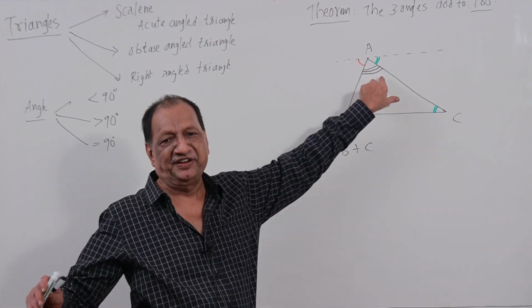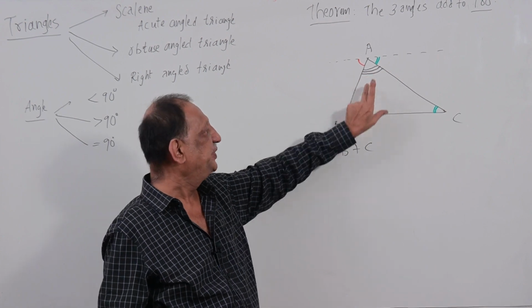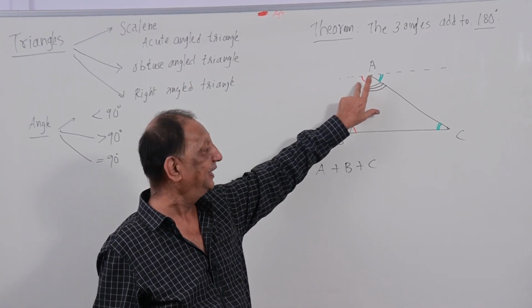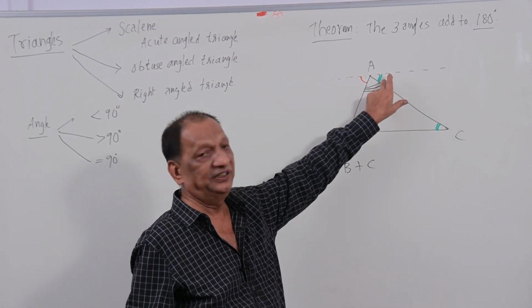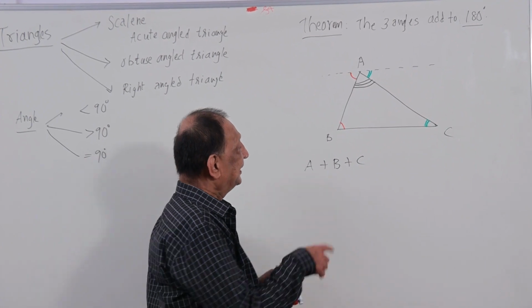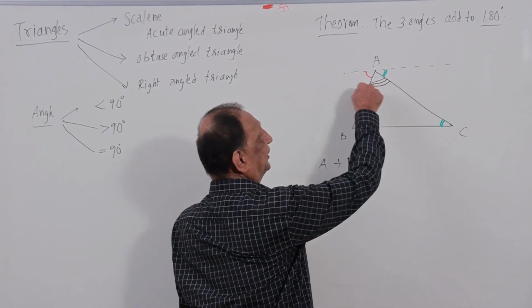A, we don't have anything for A, we leave it as it is. B, we take the corresponding alternating angle. For C, we substitute the corresponding alternating angle and add. So it will be the sum of these three angles. You can see that, correct?